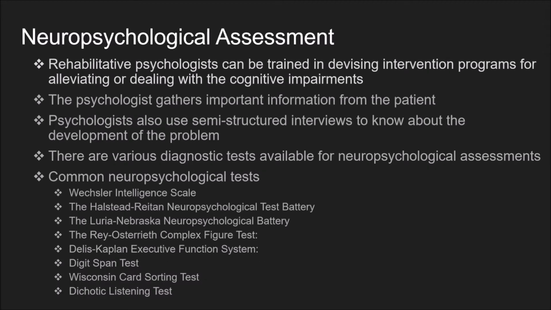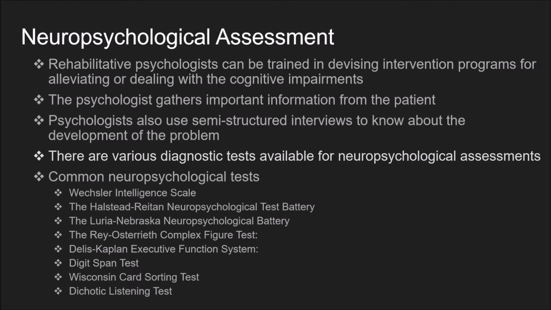Hence, rehabilitative psychologists can be trained in devising intervention programs for alleviating or dealing with the cognitive impairments after brain injury, tumor damage, stroke, etc. The psychologists gather important information from the patient about the history of the illness, the occurrence, severity, developmental milestones, genetics, or any other factor that may help in gathering a more accurate picture of the patient's problem. Psychologists also use semi-structured interviews to know about the development of the problem.